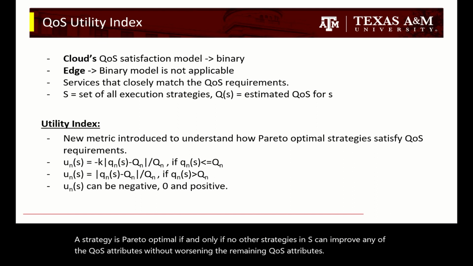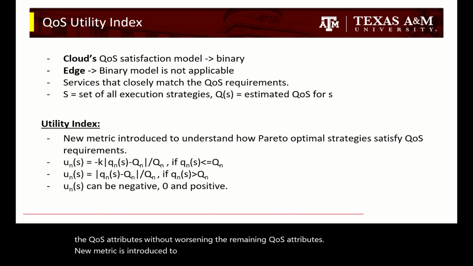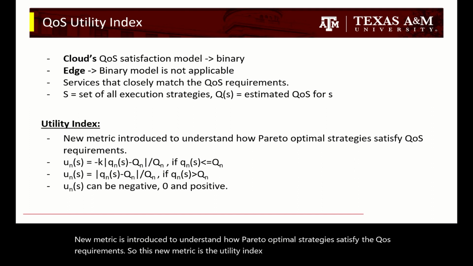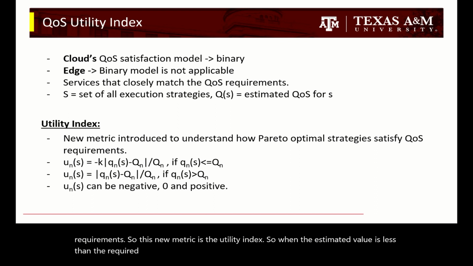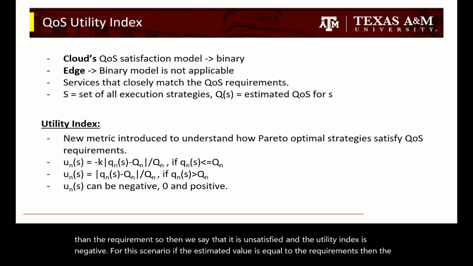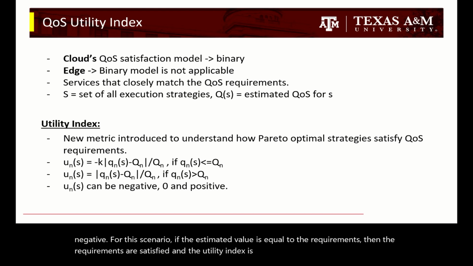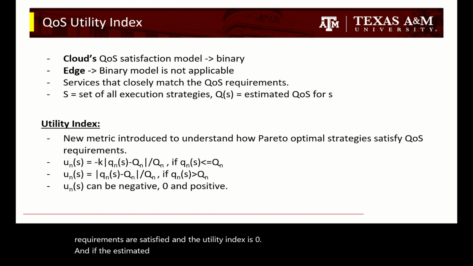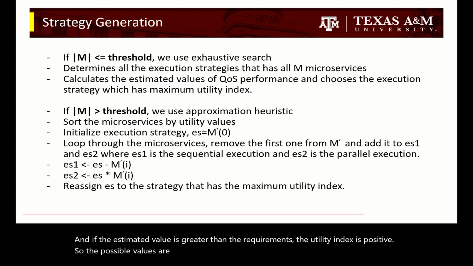A new metric is introduced to understand how Pareto optimal strategies satisfy the QoS requirements. This new metric is the utility index. When the estimated value is less than the requirements, we say that it is unsatisfied and the utility index is negative. If the estimated value is equal to the requirements, then the requirements are satisfied and the utility index is 0. And if the estimated value is greater than the requirements, the utility index is positive. So the possible values are negative, 0 and positive.